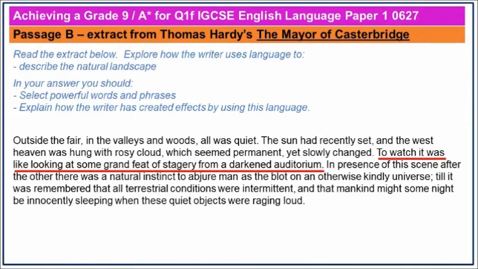Can we hone in on one particularly interesting example of imagery? To watch the heaven, the sky hung with rosy cloud was like looking at some grand feat of stagery from a darkened auditorium. What does this suggest about the sky? What do we know about going to theatres and the separation between those in the audience and those on stage? What does this suggest about the writer's view of the sky?